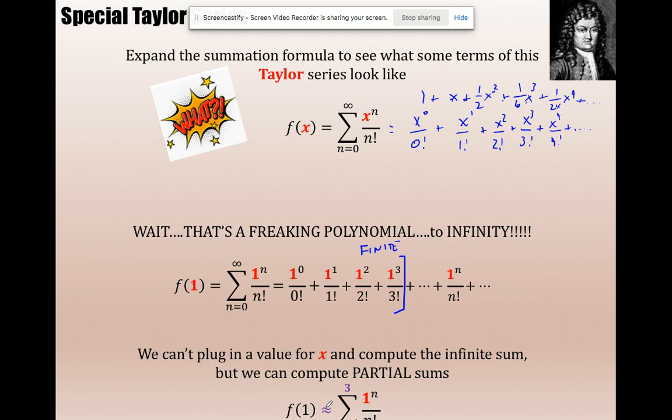So f of 1 is not equal to, it is approximately equal to, when I plug these in, 1 plus 1 plus 1 over 2 factorial plus 1 over 3 factorial. Add all those up. You're going to get 2 point something, aren't you? Let's see, I wrote it down and I got 2.6666. So, not surprising, 2 and 2/3, right? Okay.